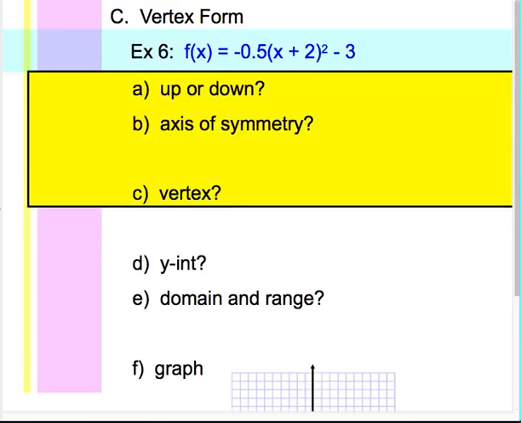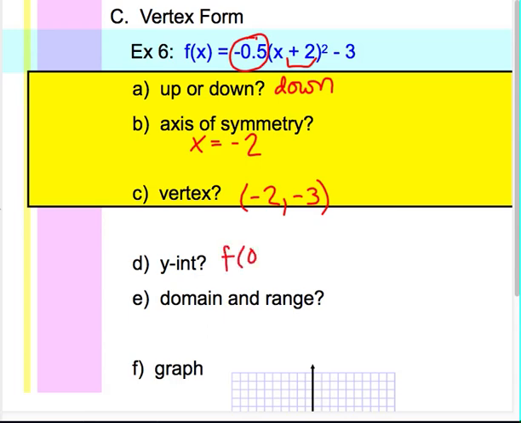Last graph in vertex form. Does it open up or down? In this case, our A value is negative, so this one opens down. Axis of symmetry, because this is in vertex form, the axis of symmetry is that x-coordinate of the vertex. The x-coordinate of the vertex, it's in the asylum, so it's the opposite of what we think. So we have an axis of symmetry, x equals negative 2. It's in vertex form, so our vertex is negative 2. Remember that asylum. Outside the asylum is negative 3, so that's normal.